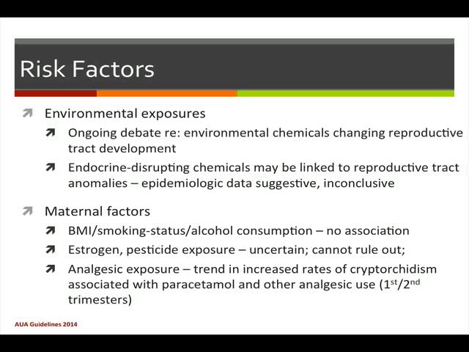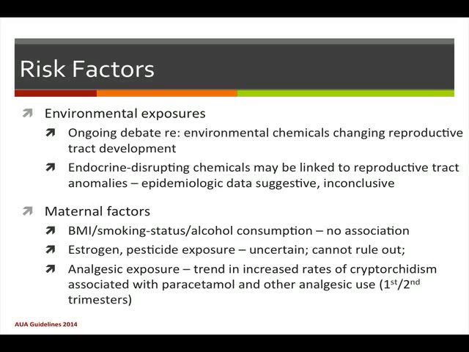In terms of environmental exposure, there is an ongoing debate about how environmental chemicals can change the reproductive tract development. There are different endocrine disrupting chemicals that have been linked to these reproductive tract anomalies, but it's still inconclusive from all the epidemiologic data that they have. There's no real association in terms of BMI, smoking status, or alcohol status of the mother. In terms of estrogen or pesticide exposure, the new guidelines say that you can't really rule it out.